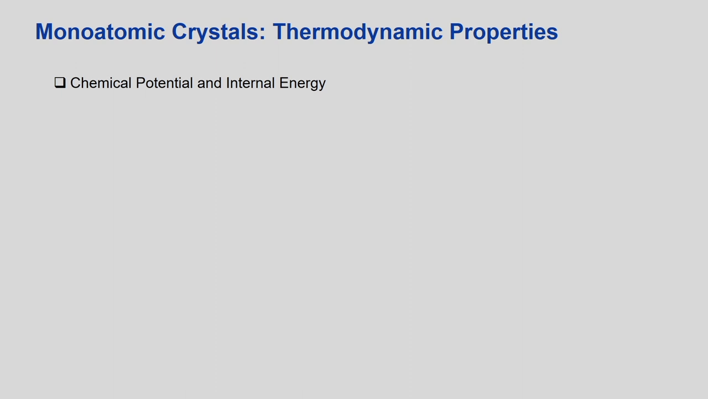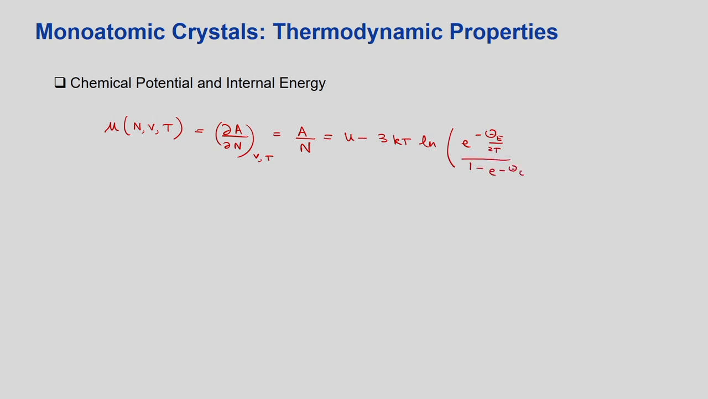So, this is pretty simple here, chemical potential is a function of NVT. So, it will be dou A by dou N, taken at constant V and T. So, this is nothing but A by N, which is equal to u minus 3 kT ln of e to the power of minus theta e by 2T, minus theta e by T, this expression. This is your chemical potential.